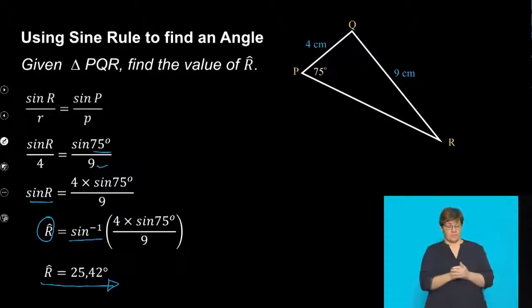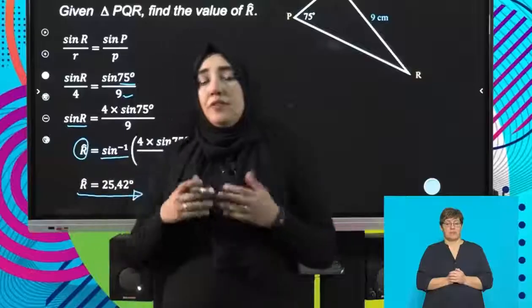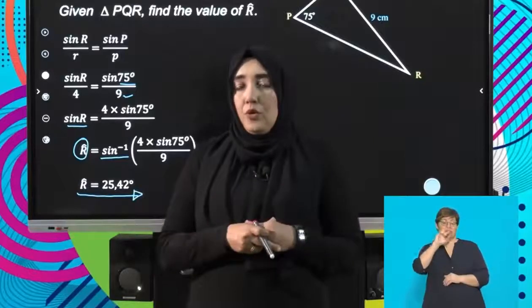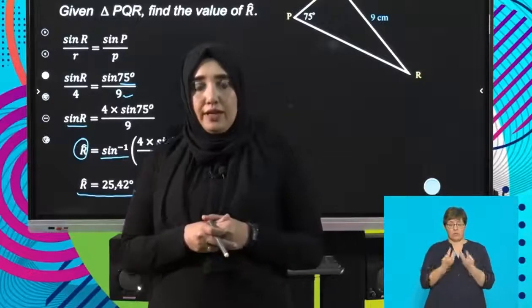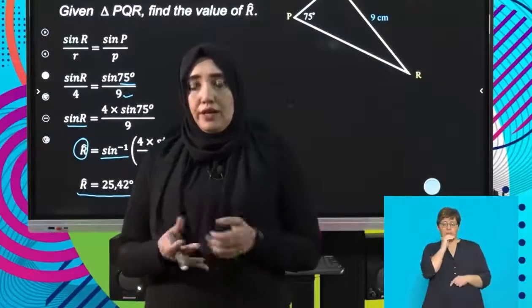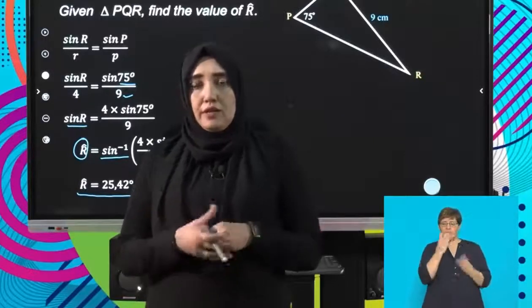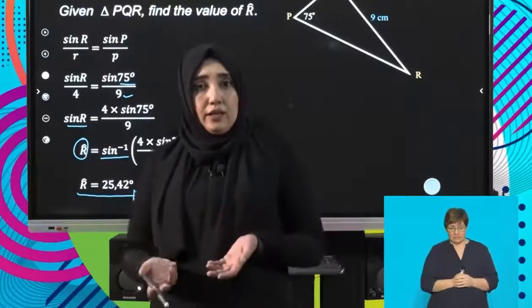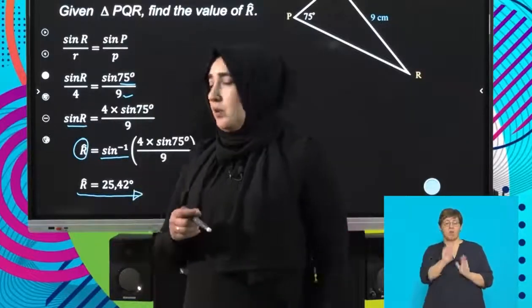Okay, so we've now found out how you find an angle using the sine rule. We're now going to solve a triangle. What does it mean to solve a triangle? To solve a triangle means we need to find all the missing lengths and all the unknown angles. So let's look at an example where we can do that.